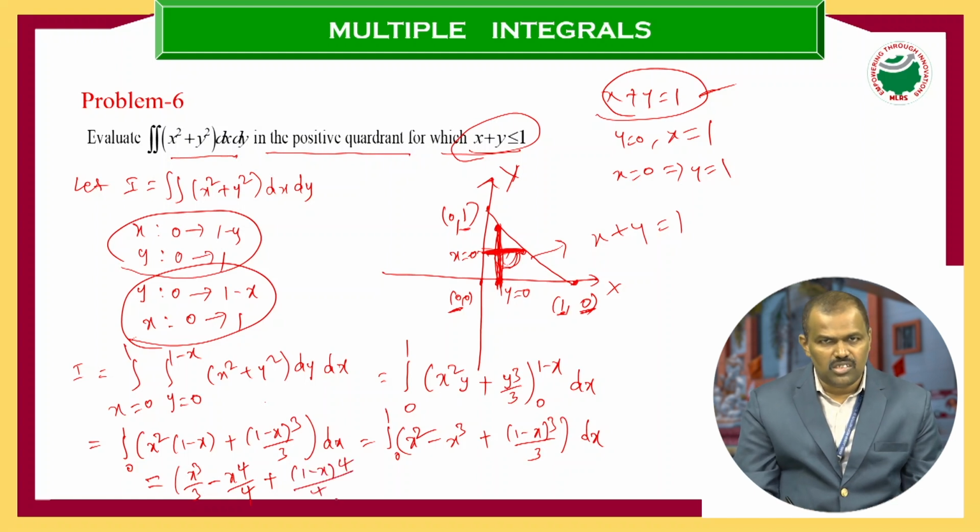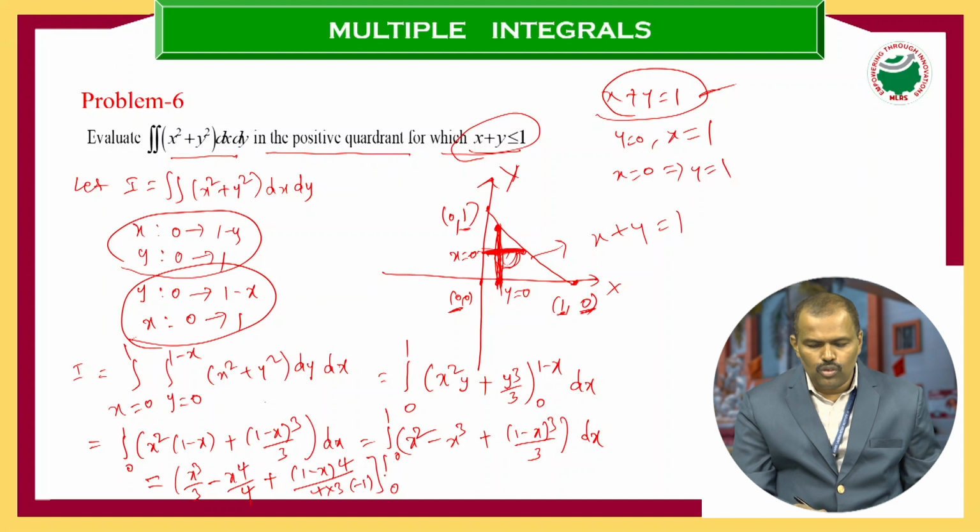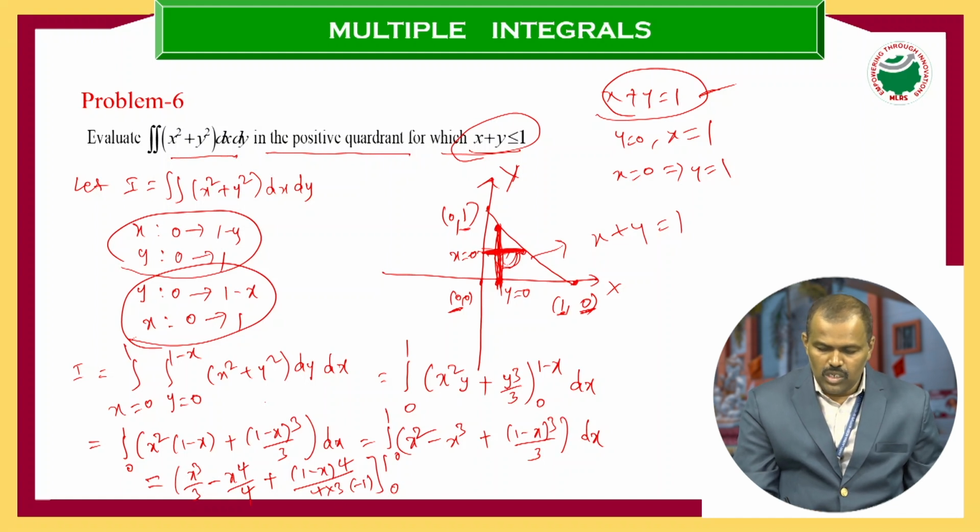In third term x is 0. Then what we get? That is 1 minus 0, 1 power 4, 1 power 4 by minus 12. That is minus 1 by 12. So 1 by 3 minus 1 by 4, 12 is LCM. Then that is 4 minus 1, 3. So 4 minus 3, 1 by 12. And this minus minus plus 1 by 12. 2 by 12, answer is 1 by 6.